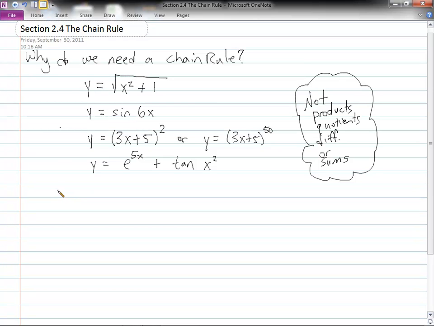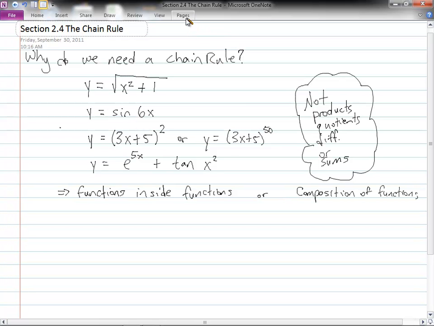In fact, a better description is they are functions inside of functions. Or the more mathematical terminology for that is what we call composition of functions. Remember talking about composition of functions, I hope you do, back in chapter 1. All right, so let's introduce what I'm going to call the chain rule.